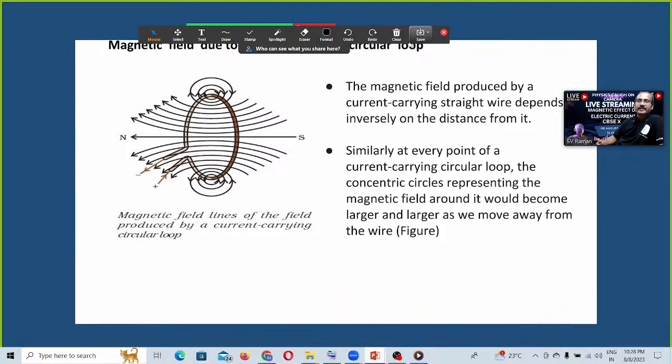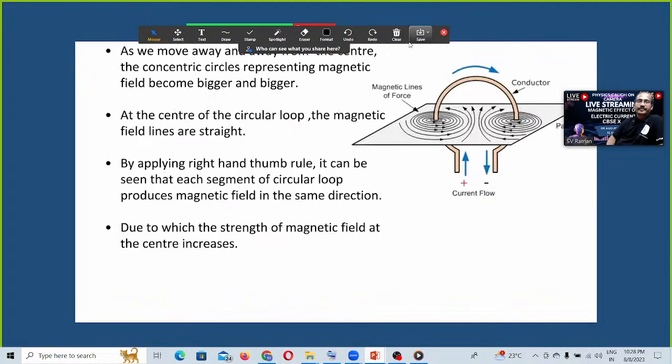Similarly, at every point of a current carrying circular loop, the concentric circles representing the magnetic field around it would become larger and larger as we move away from the wire. As we move away from the wire, the concentric circles representing the magnetic field become bigger and bigger. At the center of the circular loop, the magnetic field lines are straight. By applying the right hand thumb rule, it can be seen that each segment of the circular loop produces magnetic field in the same direction, due to which the strength of the magnetic field at the center increases.